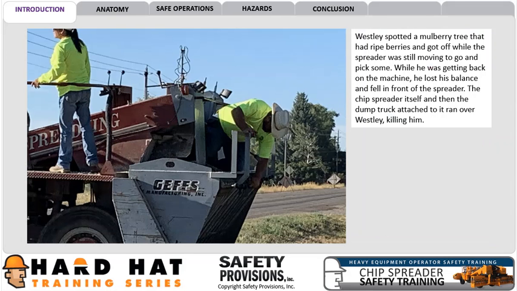The employee working the hopper leaned over to correct a problem and lost his balance. He fell off the front of the spreader and into the path of the wheels. The chip spreader and the attached dump truck ran over the employee, killing him instantly.